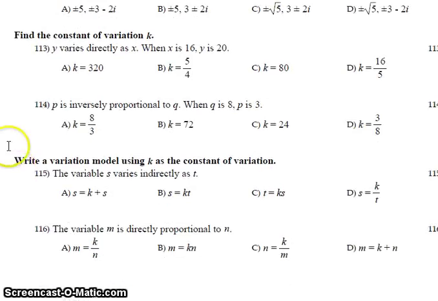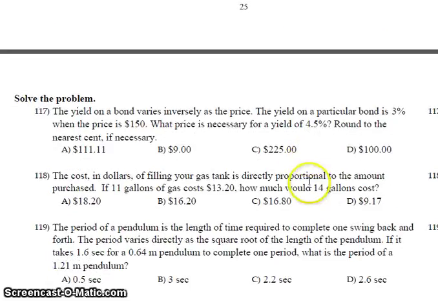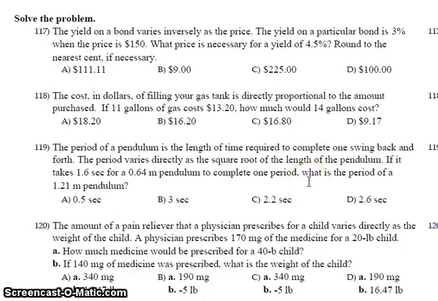Now this next section has to do with variation. We went over that. We did a good job with that. Make sure you write the relationship, include the k where it needs to be, and then find k, and then solve for the next instance or situation that is being presented to you.